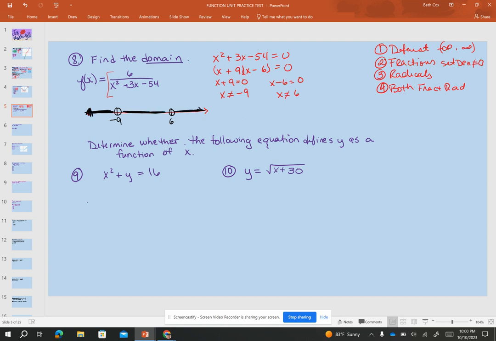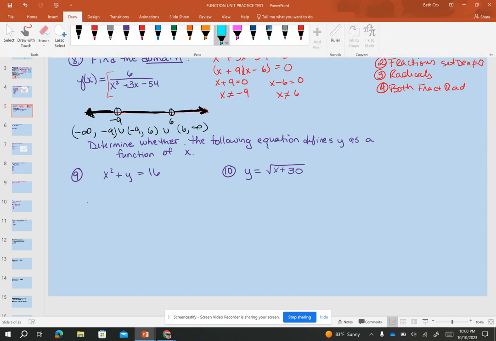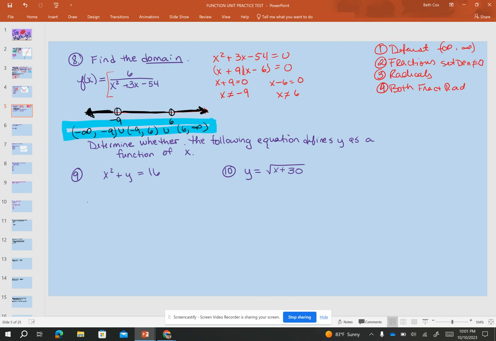We use the number line to help us with our interval notation. So our interval notation, from left to right, we have negative infinity to -9, jump -9, and go to 6, jump 6, and go to positive infinity. Put our unions in there. So there is my answer. There is the domain of that function.